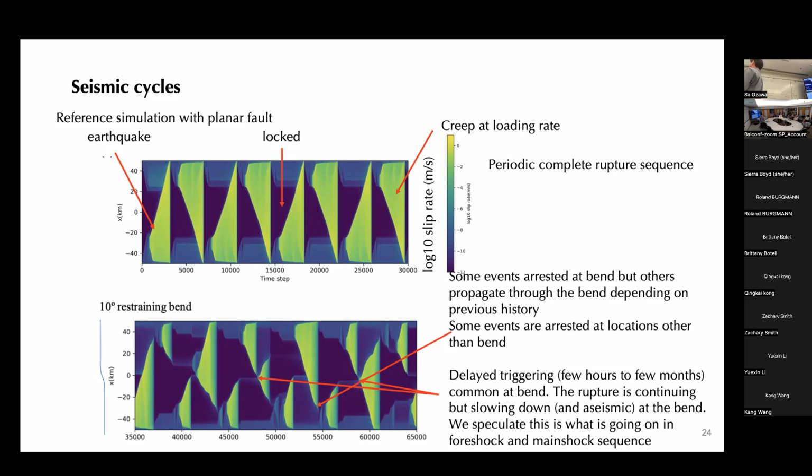So I can say that the rupture is actually continuing here, but just slowing down and becoming aseismic at the bend, at some barriers. They can be activated again after some time, so they produce a kind of aftershock. So we speculate that this is what is actually going on in many foreshock and mainshock sequences in the real world, like maybe the Ridgecrest or Kumamoto earthquakes.